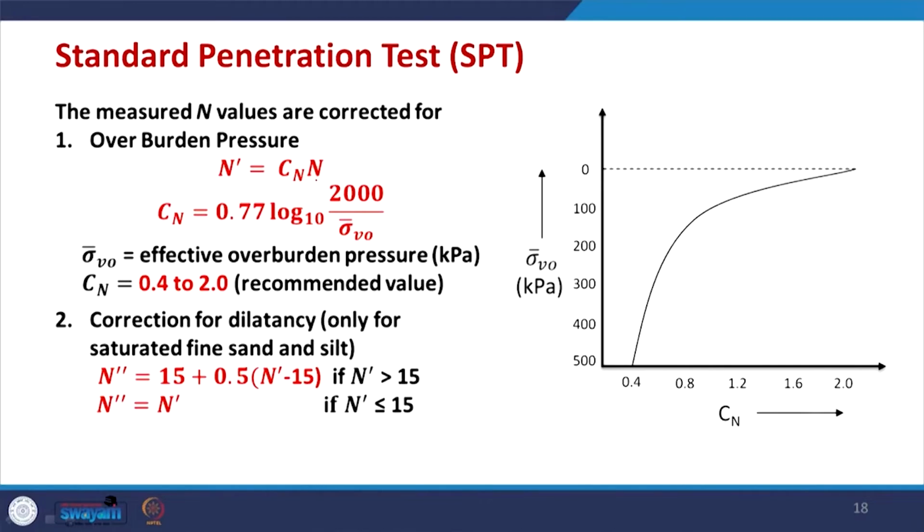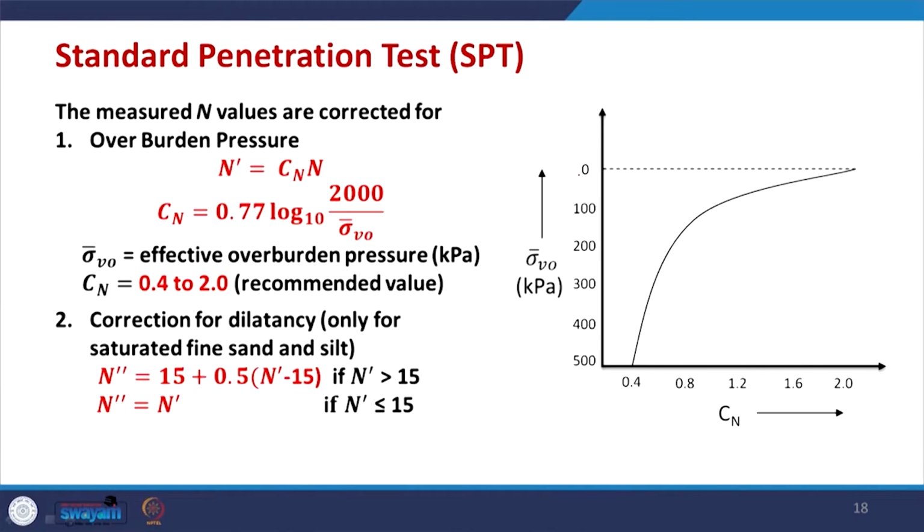The overburden correction factor, there are many empirical relations, but the relation is given here. N value here is the measured value in the field, N prime is the corrected value and Cn is the correction factor, which is given by the relation 0.77 log10 of 2000 divided by sigma V naught bar. In this case, sigma V naught bar is the effective overburden pressure which needs to be put in kilopascal, that means kilonewton per meter square. So, we need to be careful while using this formula. The 2000 is coming in that case, sigma V naught is here in kilopascal.